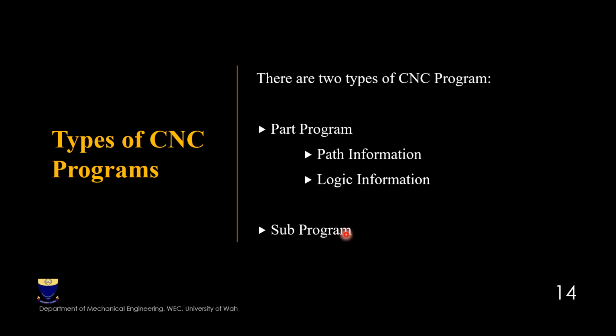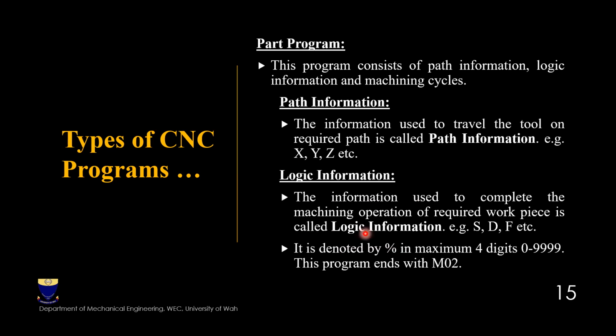Types of CNC program. Basically, there are two types of CNC program. Number one is the part program, in which path information and logic information is given, and the other one is the subprogram. First one, part program. This program consists of path, logic information, and machining cycles. Path information, the information used to travel the tool on the required path, like the X, Y, and Z coordinates of the job or the path around which the tool has to travel.